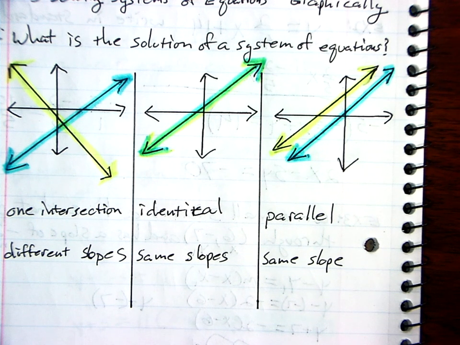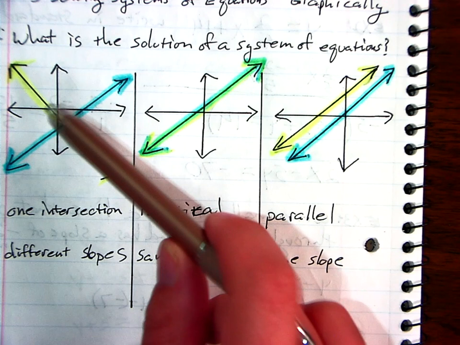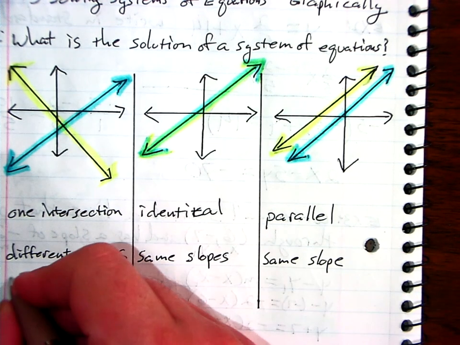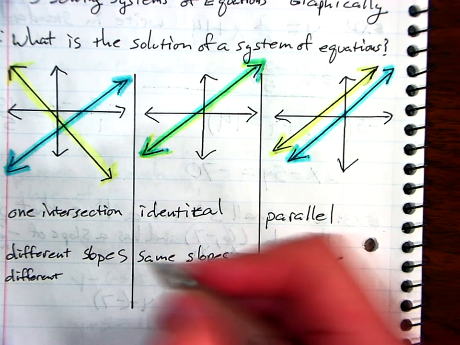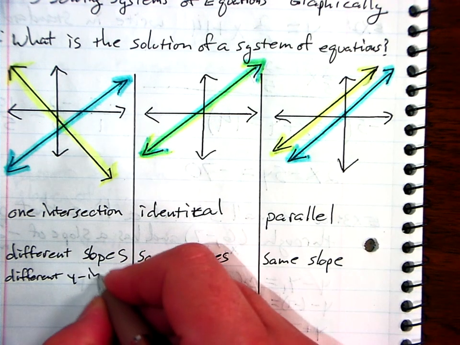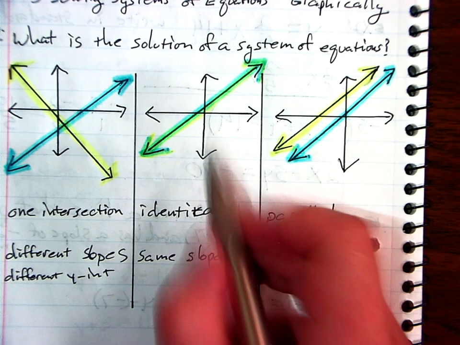All right, obviously, these two have different y-intercepts. So different. If you want to use B, you can use B. Y-intercepts. How about this one? What's true about the y-intercepts?